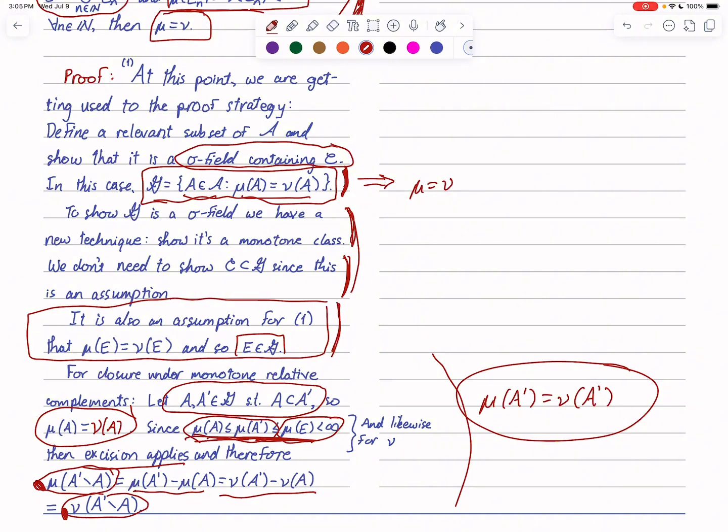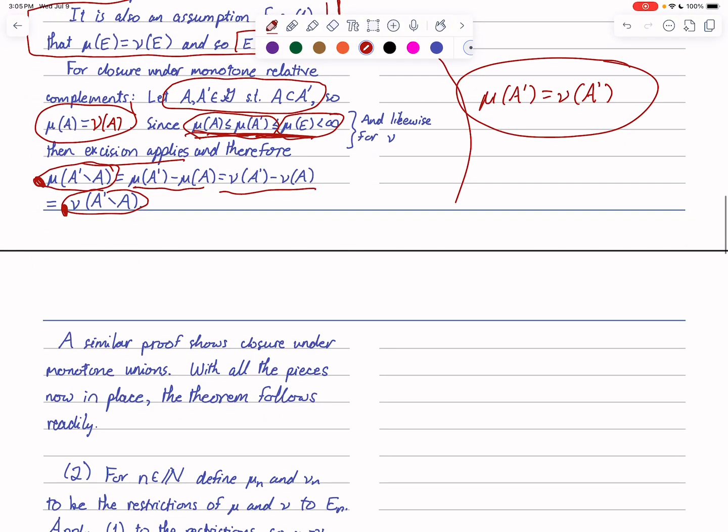The upshot of agreeing on the set difference, I probably should have written it, but I'll write it now, is that A prime minus A is in our collection G, and this shows us that G has that closure under monotone relative complements. And I guess I don't need to point out that they're subsets because we already said that. So anyway, we have that closure under monotone relative complements, and so we've demonstrated that property.